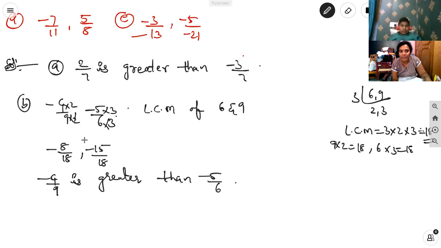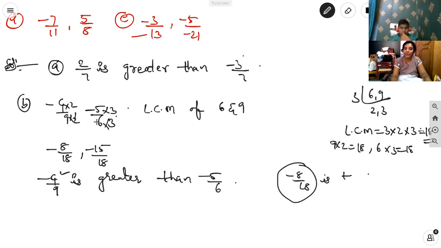Why write it this way? Because they have given only the original fractions, and we are comparing those two numbers only. You don't write minus 8 by 18 is greater than minus 15 by 18. 8 by 18 is equivalent to which fraction? You write that given fraction only. Okay.